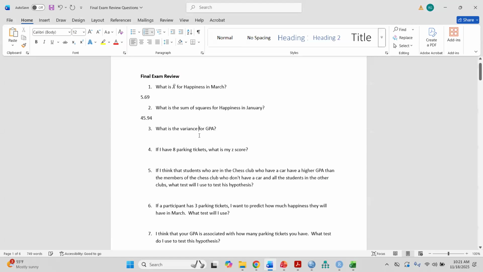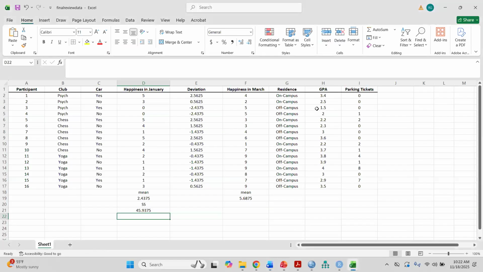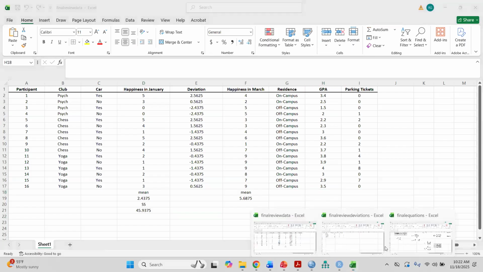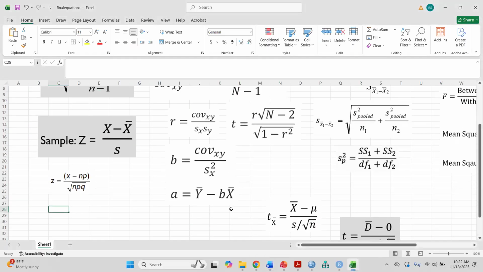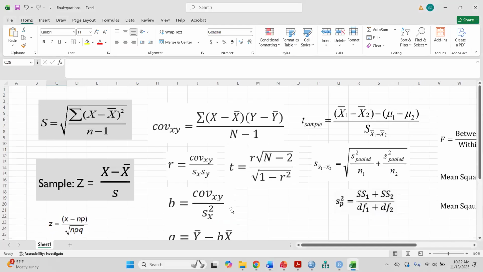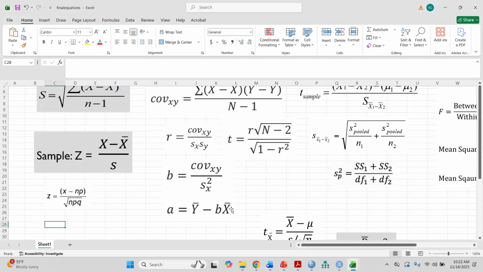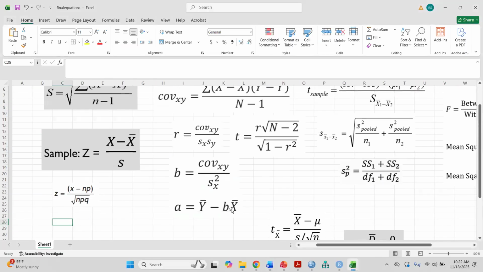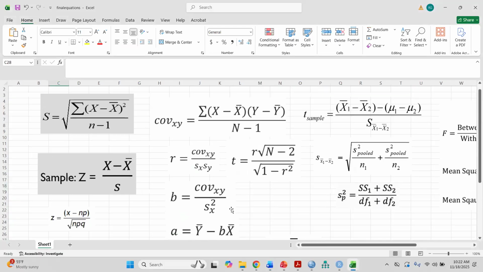Okay. What's the variance for GPA? So we got GPA over here. Well, to find variance, I'm going to show you I've got all these equations, and these are pretty much most of the equations you'll need for the final exam. So you can see there's quite a few that we've done this semester, which is impressive, right? You are going to know how to use all these by the end of the class.